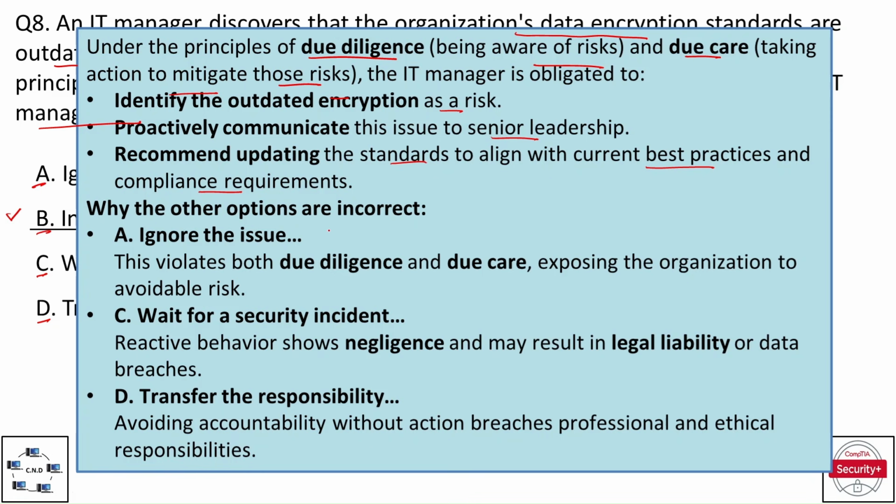Option A, ignore the issue. This violates both due diligence and due care, exposing the organization to avoidable risk. Option C, wait for a security incident. Reactive behavior shows negligence and may result in legal liability or data breaches. And option D, transfer the responsibility. Avoiding accountability without action breaches professional and ethical responsibilities.